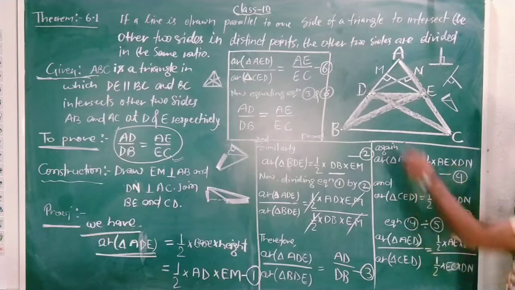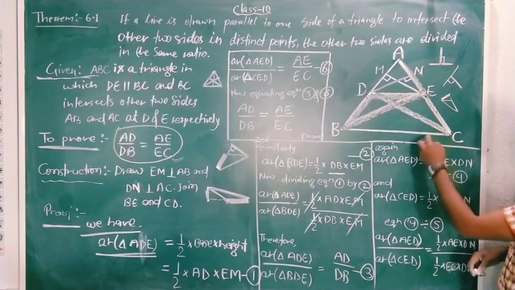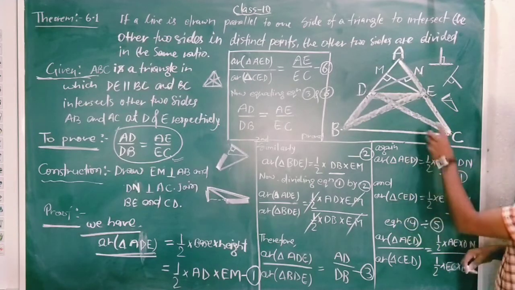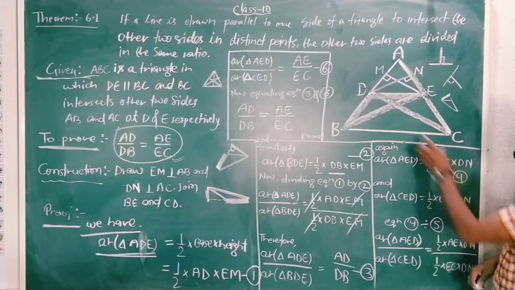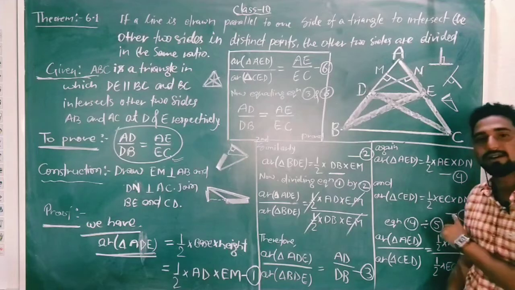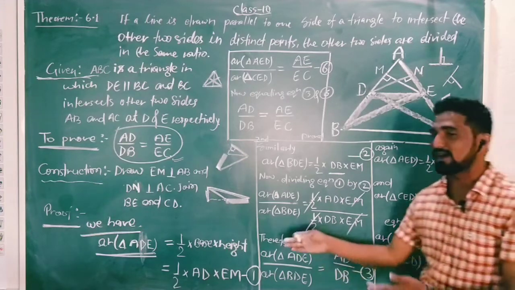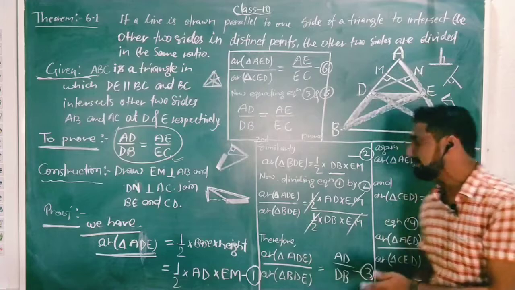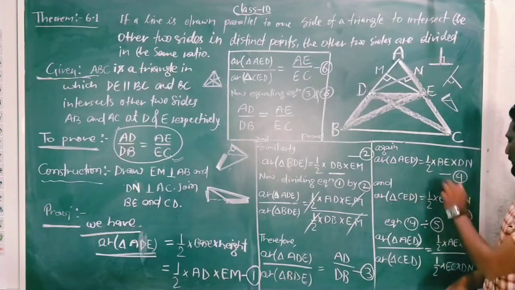Then after that you will take about this DEC, sorry, so CED will be what, half into base is EC and height is what, DN, the same height will be there, and considered as equation number 5. द सेम थिंग यहाँ पे एक नंबर इक्वेशन को 2 से डिवाइड किए थे, यहाँ पे आपको करना है जो है 4 नंबर को 5 नंबर से.